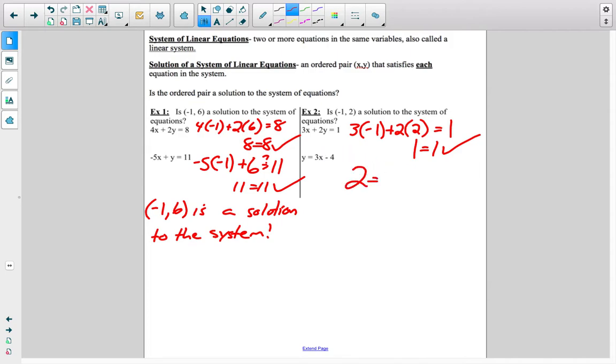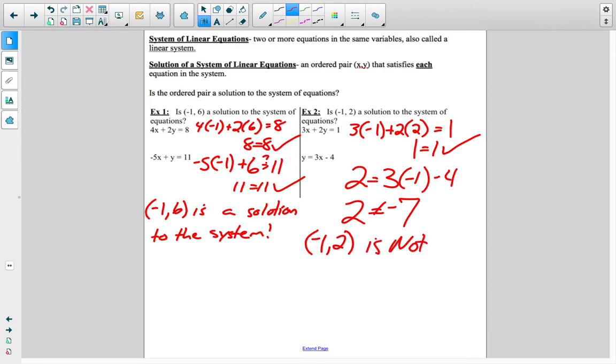So it's going to be 2 equals 3 times -1 minus 4. Unfortunately, the right side simplifies to -7. So this is not a solution for this equation. So then -1, 2 is not a solution for the system. It's got to be a solution for both equations. So that's identifying if a point is a solution or not.